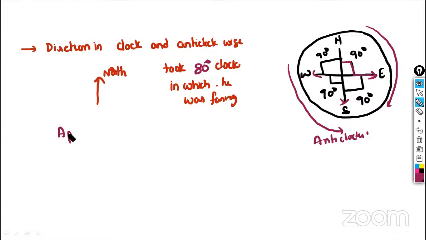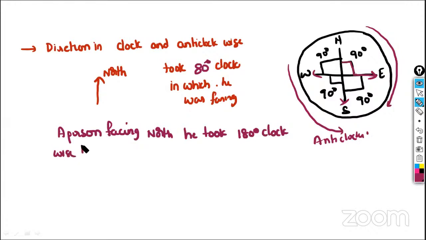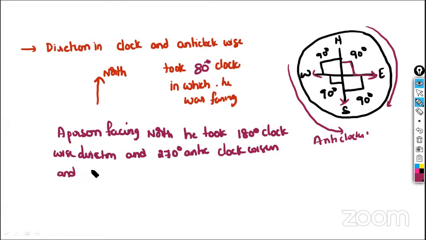So here the question comes like this. A person facing north took a 180-degree clockwise direction, and a 270-degree anti-clockwise direction, and a 90-degree clockwise direction. In which direction is he facing now?